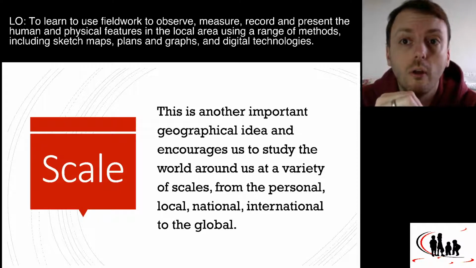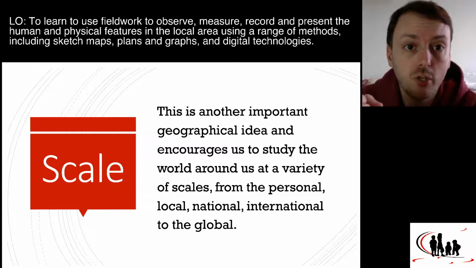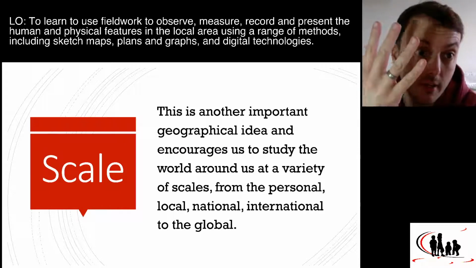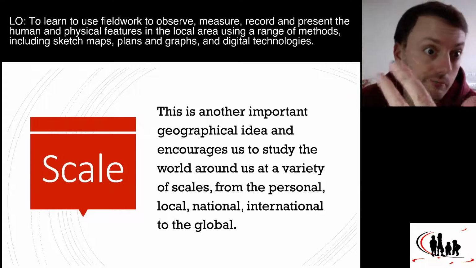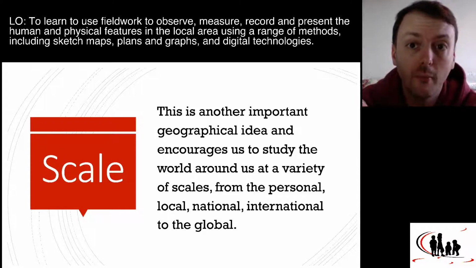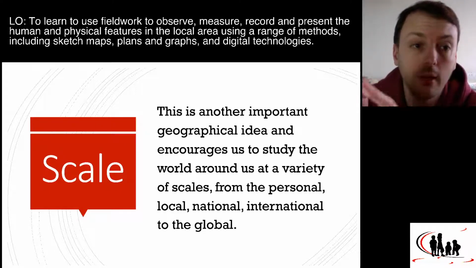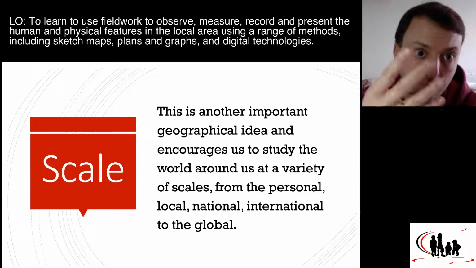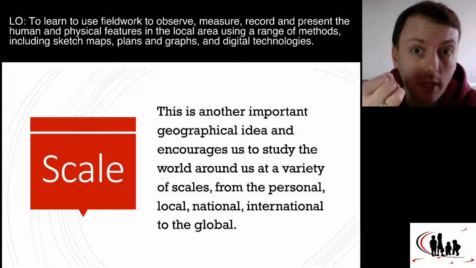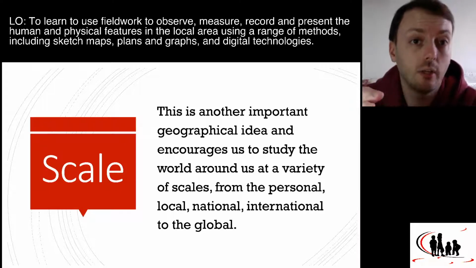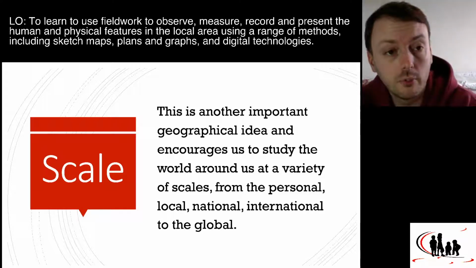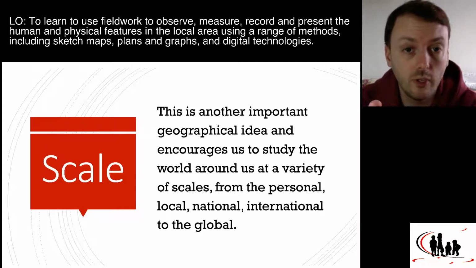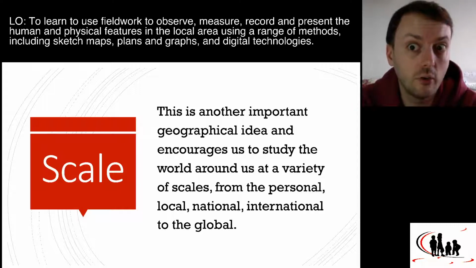So, to use fieldwork to observe, measure, record, and present, so there's 4 bits there, the human and physical features in the local area using a range of methods including sketch maps, plans, graphs, and digital technologies. So there's 4 parts to that. There's looking at our local area, observing it, measuring things, and then recording and presenting what we find out, both to do with human stuff and physical stuff, so human features and physical features. And then we need to use a range of methods, sketch maps, plans, graphs, digital technologies, etc.